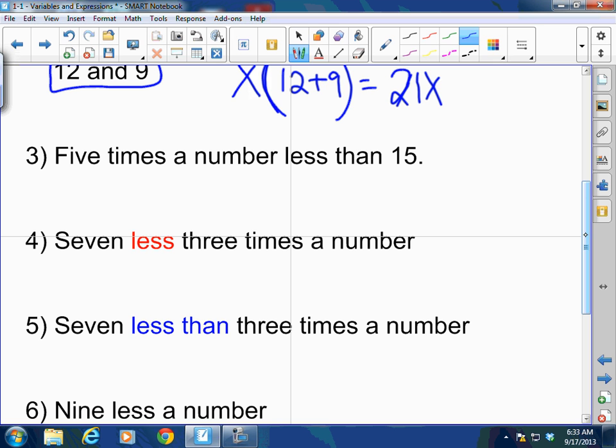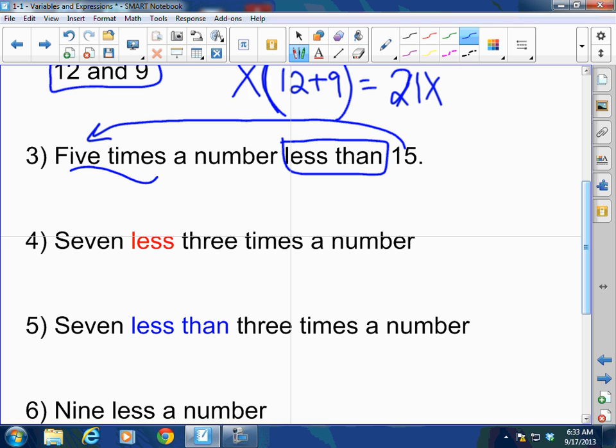5 times a number less than 15. Immediately, less than, switch, my friends. Take the last value and put it in the front. Take the first value and put it in the back. So 5 times a number less than 15 is 15 minus 5 times a number.